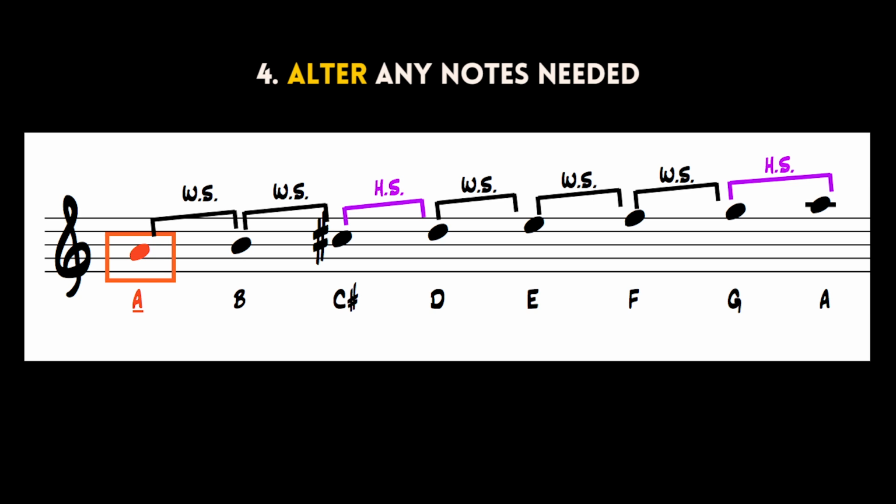Then we move up a half step from C sharp, which brings us to D, so we don't need to alter D. Up a whole step from D brings us to E. Up a whole step from E brings us to F sharp, so we need to alter F and make it an F sharp. Then up a whole step from F sharp brings us to G sharp, which means we need to alter G and make it a G sharp. And then up a half step from G sharp brings us back to the root.